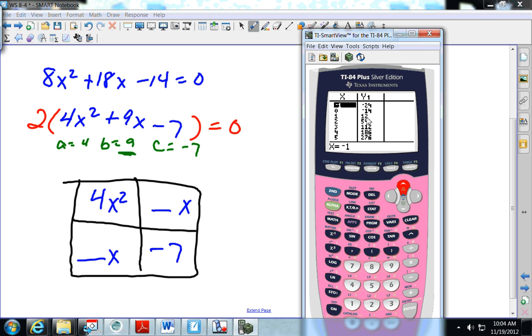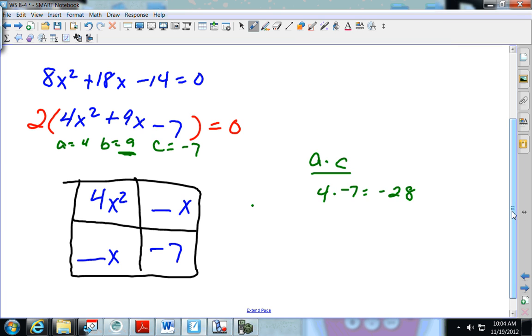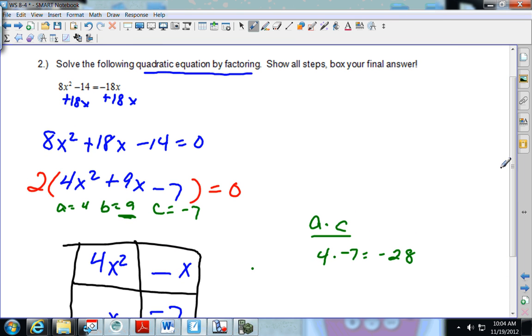Well, wait a minute. It's going to be a decimal answer because it's between 0 and 1, and it's between negative 2 and negative 3. So either the problem isn't made to be solved by factoring, or I made a mistake. I'm going back to double check. We added 18 to each side: 8x squared plus 18x minus 14. Pulled out a 2, 4, 9, and negative 7.